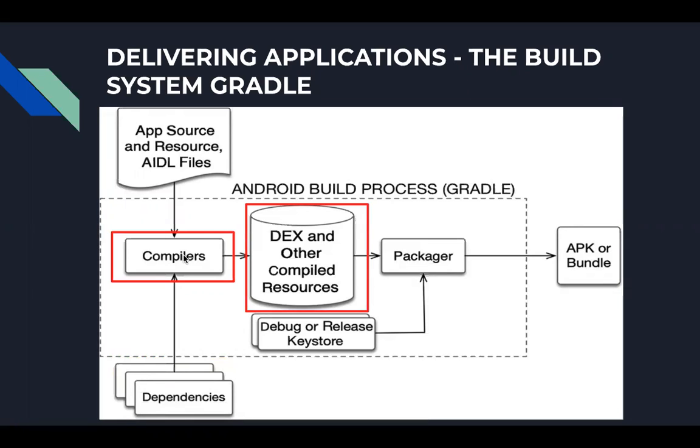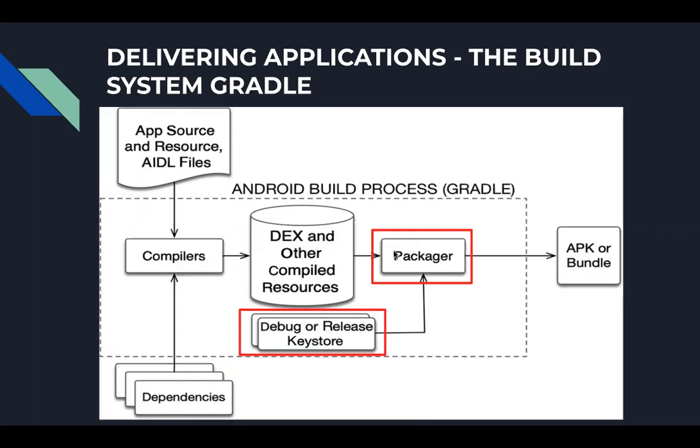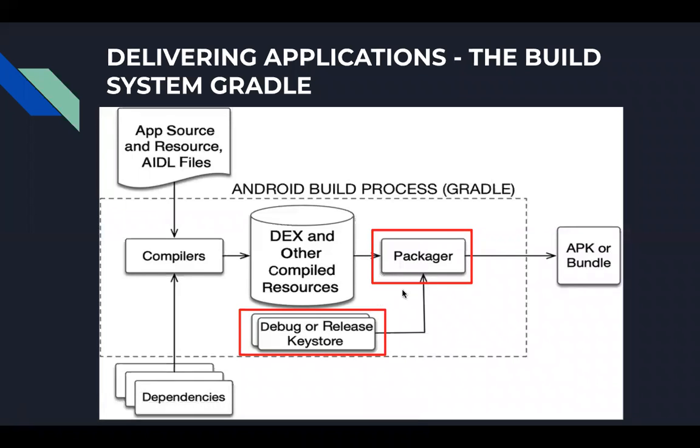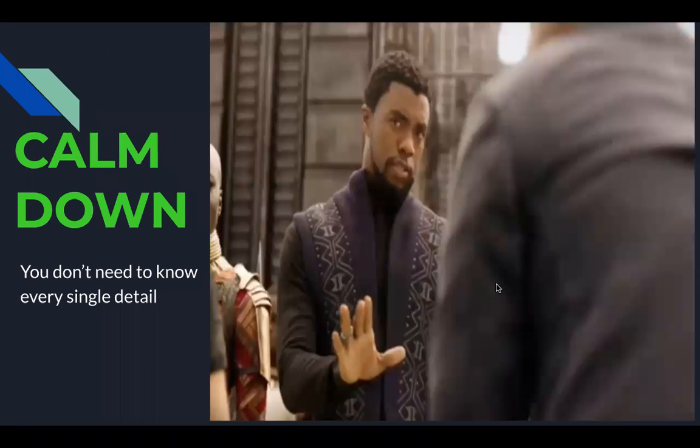It packs all what it has compiled and turns it into what they call dex files. These dex files and other compiled resources are together. Then from here, it takes it to the packager and signs it with a key store. We can see here that we have the debug or release key store. It signs everything that we have here with the key store and places it in this packager. Then it's from this packager that it releases an APK.